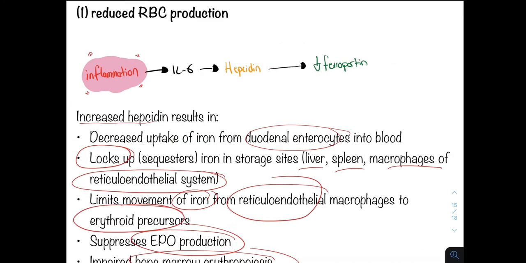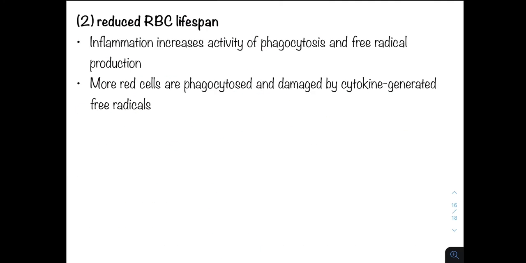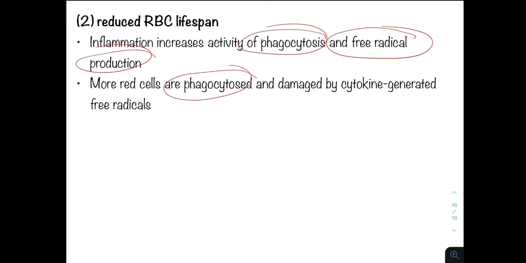So we have discussed why we have reduced red cell production. Let us explain why we have reduced red cell lifespan. Inflammation increases the activity of phagocytosis and free radical production. So that means that more red cells are phagocytosed and more red cells are damaged by the cytokine generated free radicals. So there you have it. We have reduced red cell production and reduced red cell lifespan.